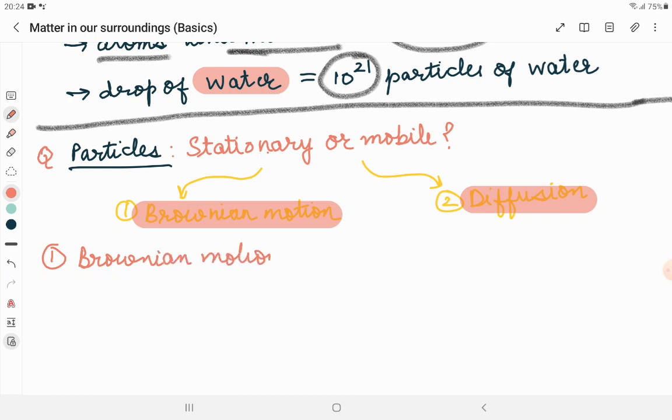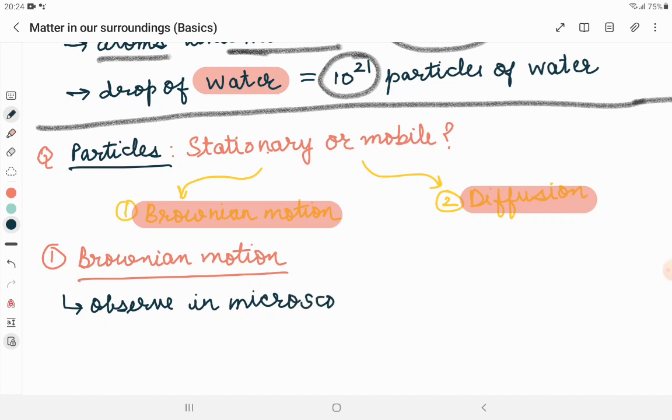So I will write here Brownian motion, and now let us see what happens here. Now this particular experiment, which is known as Brownian motion, says that when we observe particles of any matter in a microscope, we see that the particles are in continuous motion.